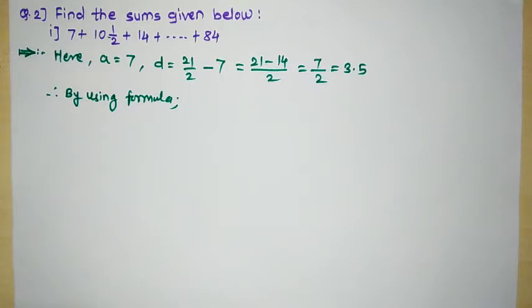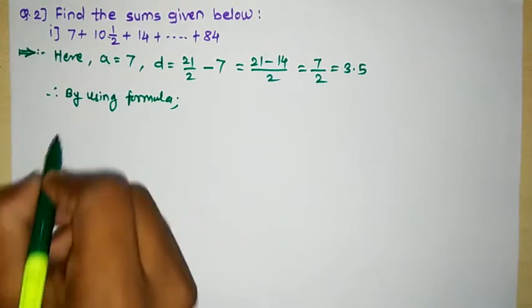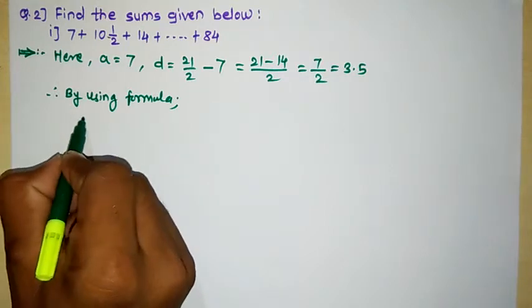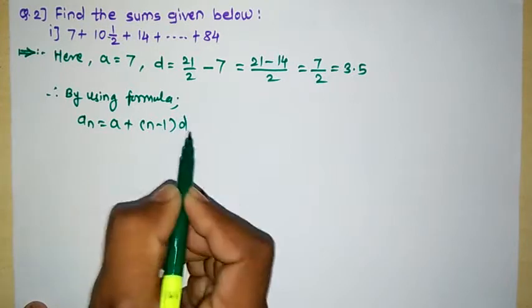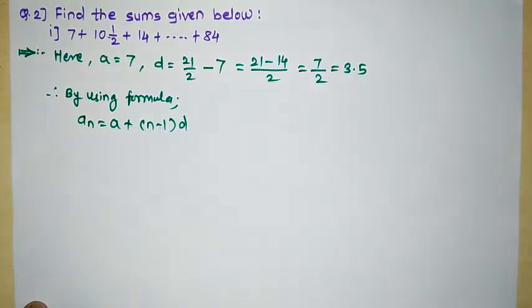First we will find the number of terms. कितने terms हैं इस question में, that we have to find here. That is n we have to find here. We can find the n by using the formula an is equal to a plus n minus 1 into d. ये formula use करके हम n find out कर सकते हैं.